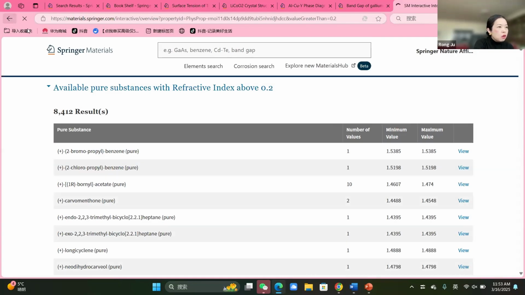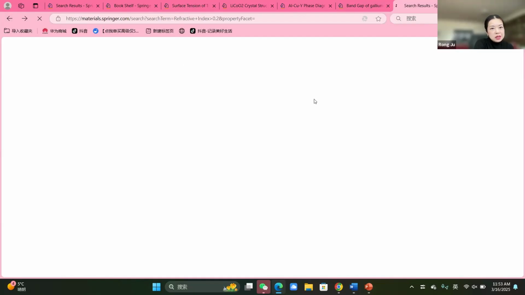Of course, right now what we can do is search for properties that don't have units, like refractive index or dielectric constant. We are moving there. Hopefully we can provide such functionality for all the materials and properties in our database. But it's a work in progress.